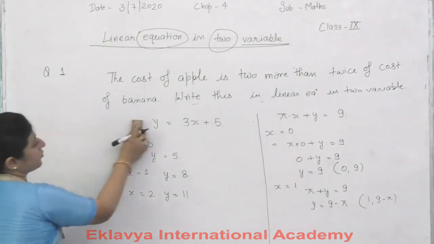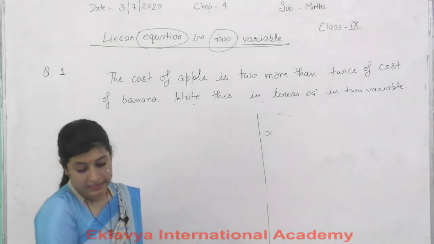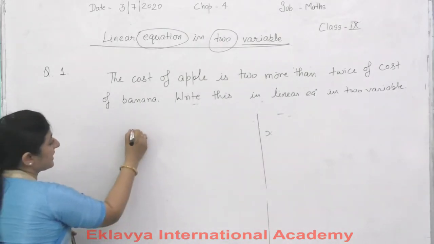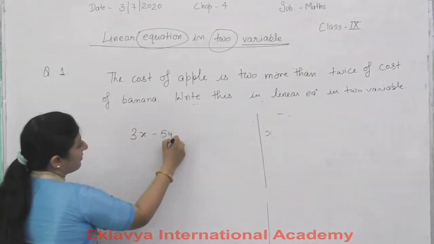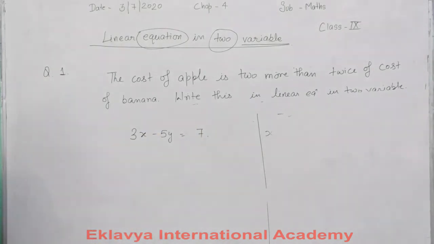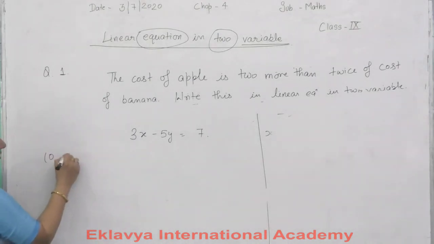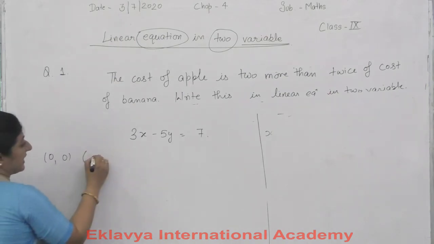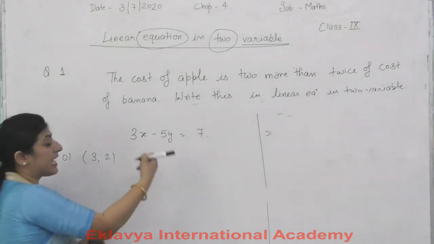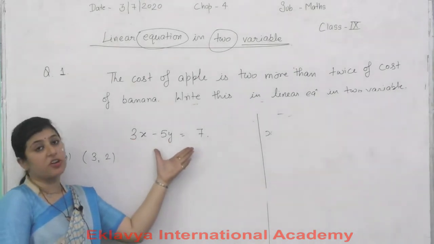Now see the next type of question. In this type, an equation is given to you. Suppose like this, 3x minus 5y is equal to 7. This equation is given to you and some ordered pairs are given to you. Suppose like this (0, 0), and (3, 2). We have to check whether the given pairs are solutions of this equation or not.